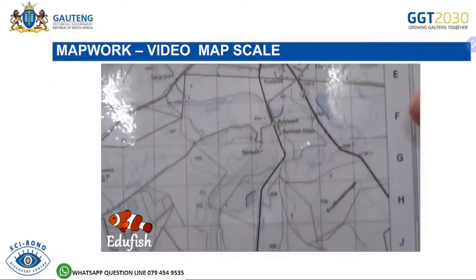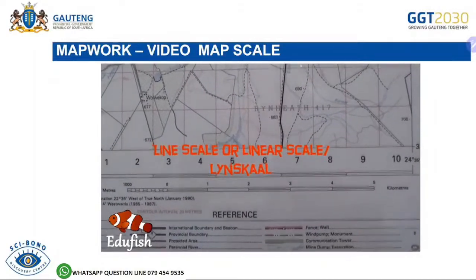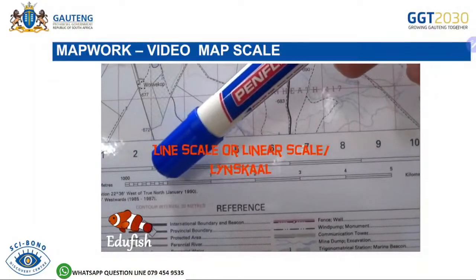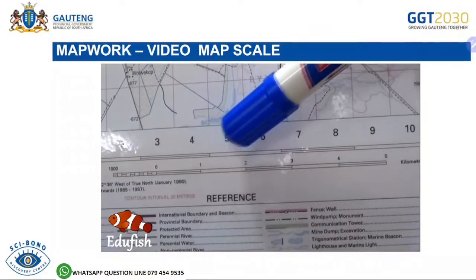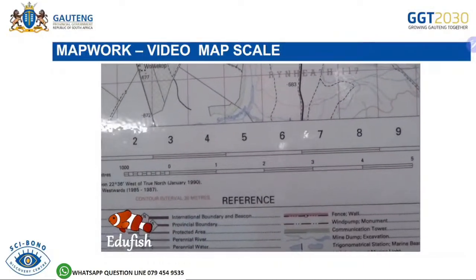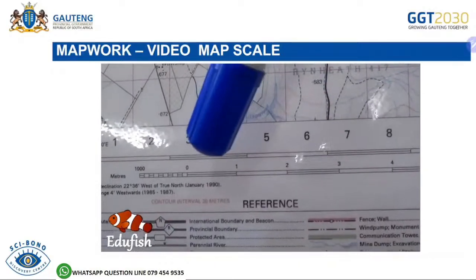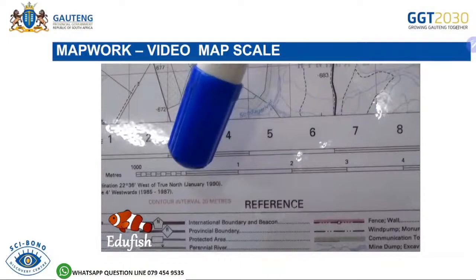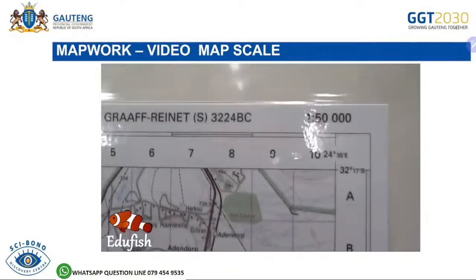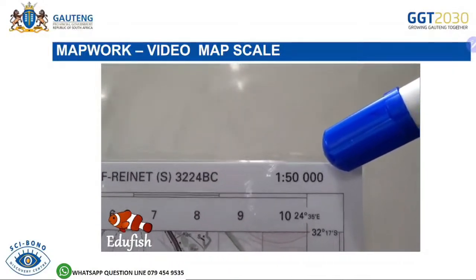And then if we move to the bottom of the map, you'll see that there's also a line scale or a linear scale. That is what we spoke about in one of the previous lessons. There it is. It says 0, 1, 2, 3, 4, and 5 kilometers. And as I explained in the other video, if you haven't seen it, then please go and watch it in order to understand what it's all about. But like I said, we are not going to focus on this today. We'll be focusing on the ratio scale that we see here in the top right hand corner, 1 to 50,000.